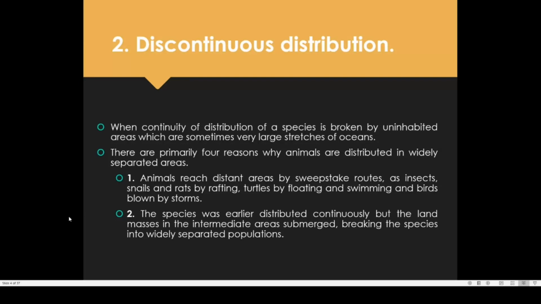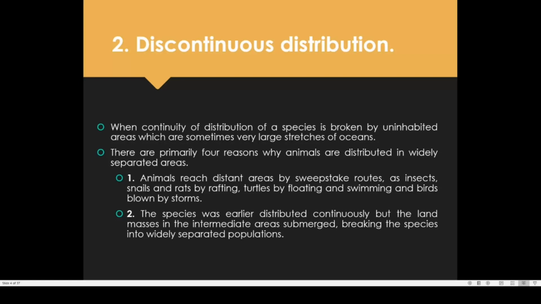Then another reason by which animals exhibit discontinuous distribution is that a species which was earlier distributed continuously, there may be certain species which were found all over the world. For example, the horse. The origin of the horse was in North America. From North America, the horse reached Europe, Asia, etc. Now the horse is present in only a few countries of the world. Horse is not present all over the world.